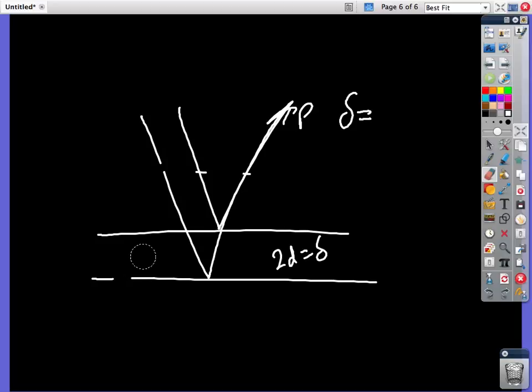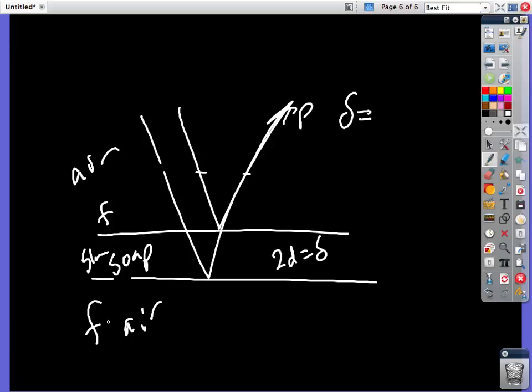Okay, when we talked about soap bubbles, this is like air, and this is soap. Slow. Remember when we talked about this? Okay. And then this bounces off. So this is going from fast to slow. So the one that's bouncing off the surface here, and then this is air again, so that's fast. The one that bounces off the surface is going to have a 180-degree shift. And then the one that bounces off the bottom and comes up, that's not.